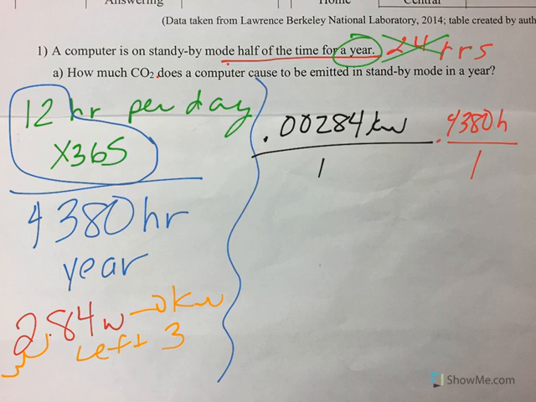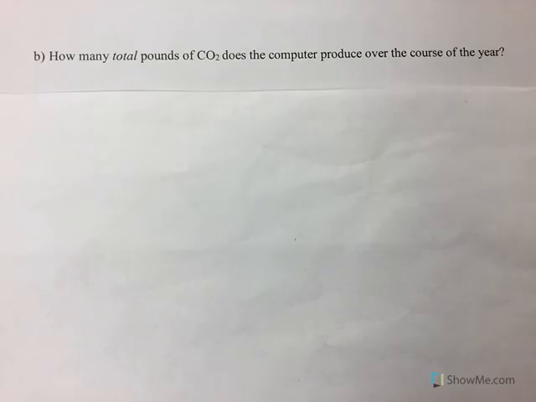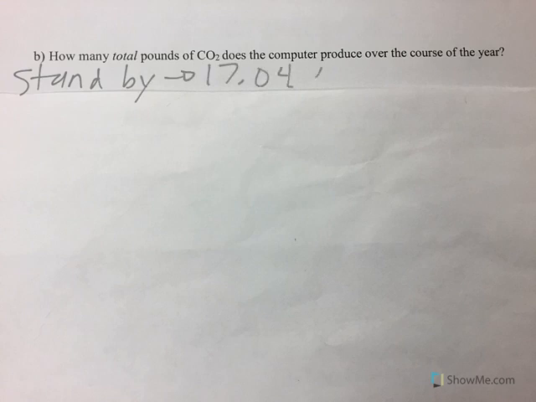Okay, now we multiply by the number of hours, which is 4,380 hours. And now that I have kilowatt hours, then my next ratio is the 1.37 pounds of CO2 per kilowatt hour. And that green ratio is standard for electricity. So I multiply my numerators, 0.00284 times 4380 times 1.37, and I end up with 17.04 pounds of CO2. I rounded to the nearest hundredths, which I'm sure you're okay with. Now we go total pounds of CO2. Well, we know that in standby mode, it produces 17.04 pounds.